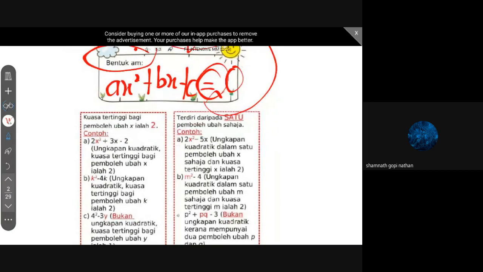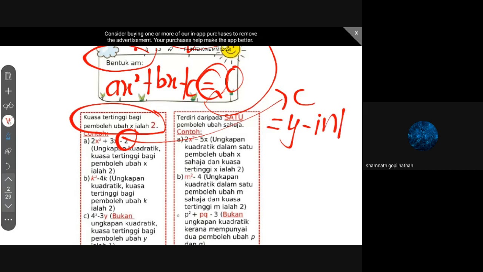Okay, so just now I ask you kuasa tertinggi. The highest power of x variable is 2, guys, for quadratic equation. Okay, so contoh this equation. Okay, I ask a few questions. So what does this value represent, guys? -2. Nilai ni mewakili apa? Yes, very good. Y-intercept. Okay, the C value is your Y-intercept.